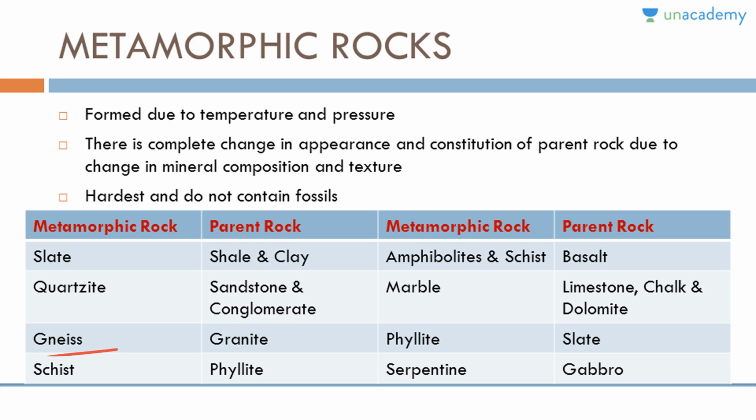Then we have gneiss, which is formed from granite; schist, which is formed from phyllite; and amphibolites and schist, which are formed from basalt. Marble is formed when limestone, chalk or dolomite undergoes metamorphosis. Phyllite is formed from slate. Serpentine is formed from gabbro.